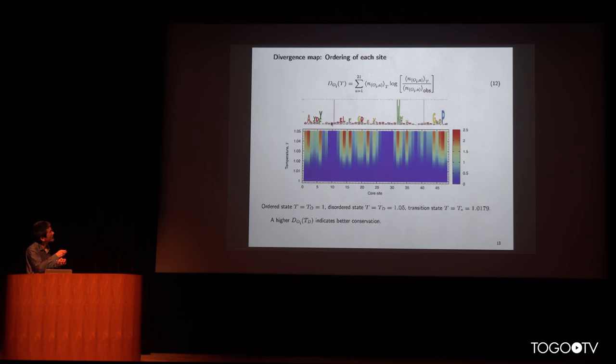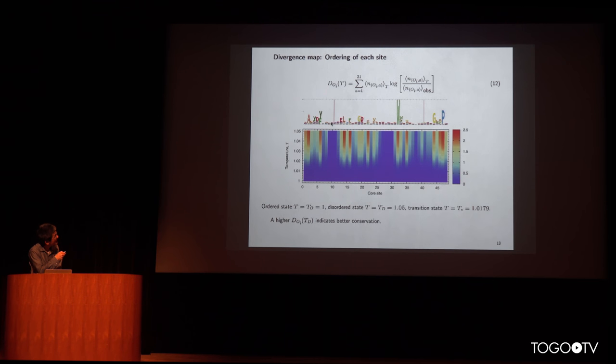And to characterize the transition state ensemble, I calculated this divergence for each site, for each temperature. So this is the core site index, and this is the temperature. If you plot this divergence, you will see that some sites diverge very widely, but some sites, mostly unconserved sites, stay blue. Blue means low divergence. The divergence at high temperature represents the conservation of each site, like this.